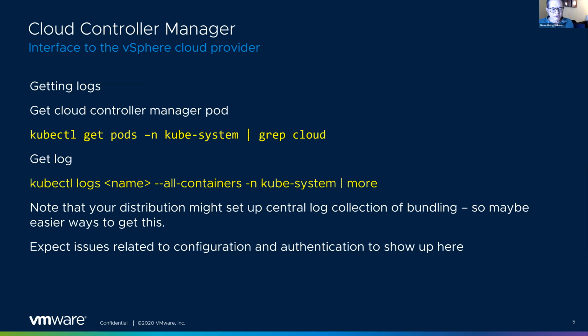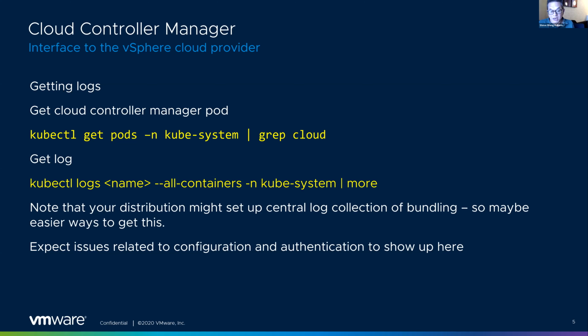Some people's distributions, or if you're rolling your own from open source, maybe you could have put this in a namespace other than kube-system, but I think it's typically in kube-system. Get the list of pods, just grep for the word cloud, usually that's going to work. Maybe you'll get a false positive, but for me on my system, this worked. Gets you a pod name.